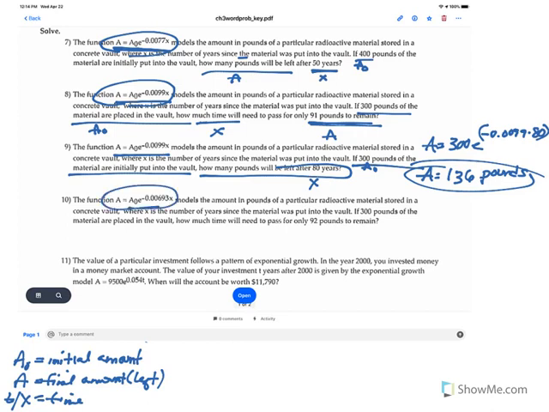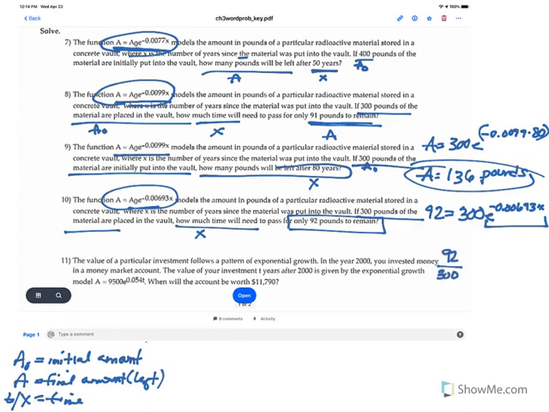So we have the given function here. 300 pounds are put in the vault. 92 pounds left. We want to know how much time. So we're looking for 92 pounds to be left. We put in 300 initially. We're using this function, negative 0.00693 times x, because we are solving for x here. So remember, you're solving an exponential equation. So you have to isolate the exponential component first. So 92 divided by 300 equals e to the negative 0.00693x.